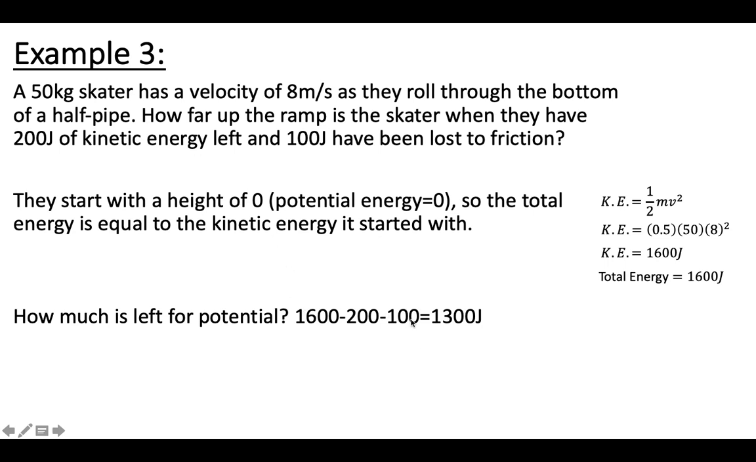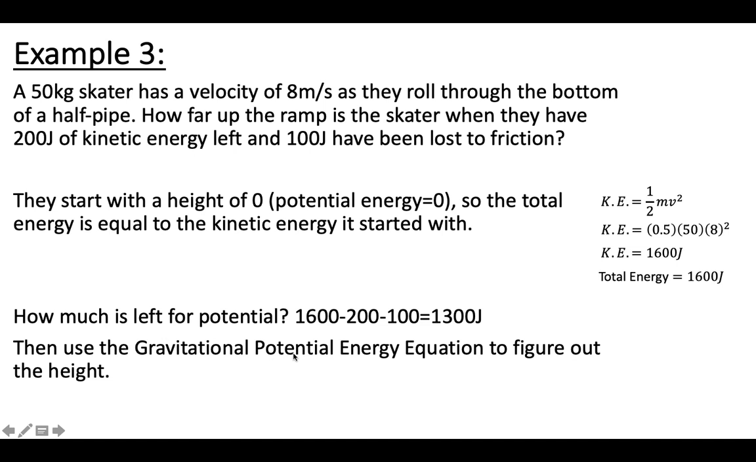And we also got to take away another 100 for the friction. Okay, so all we're doing is taking the total and subtracting out the other two pieces, 200 for kinetic, 100 for friction. That's all you got to do to deal with friction. It's just going to be an extra minus, a number in there somewhere. Okay, so you do this 1,600 minus 200 minus 100, and you get 1,300 joules. That's how much potential we have when he's partway up the ramp.